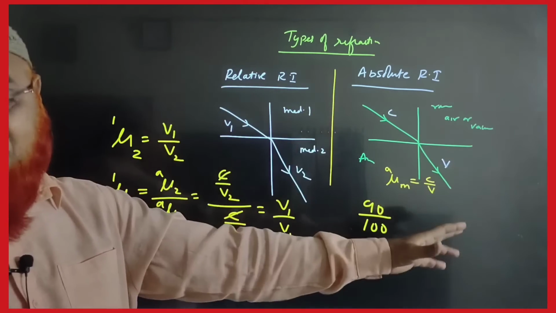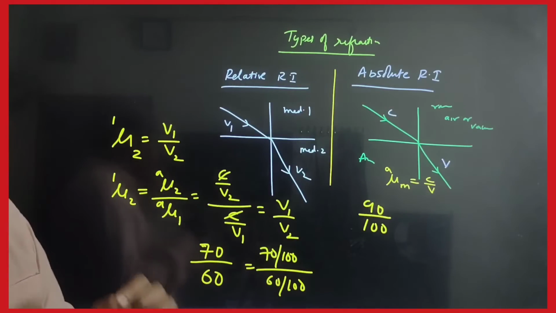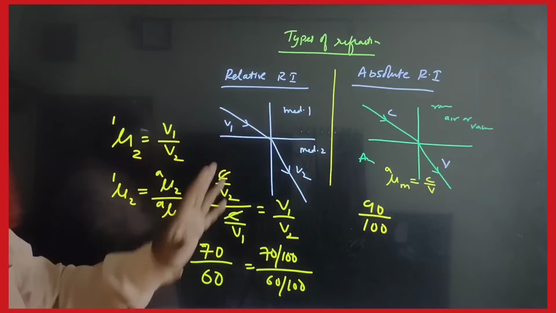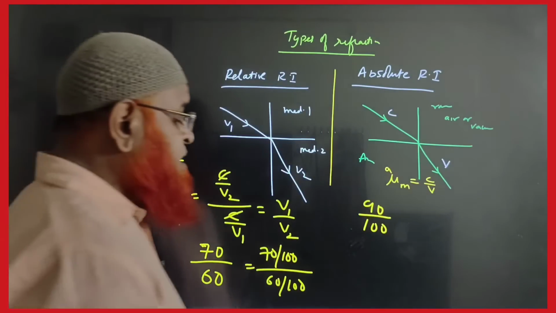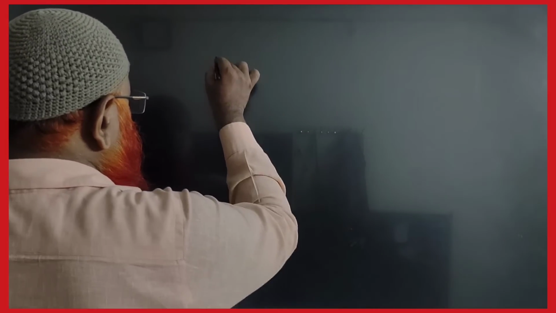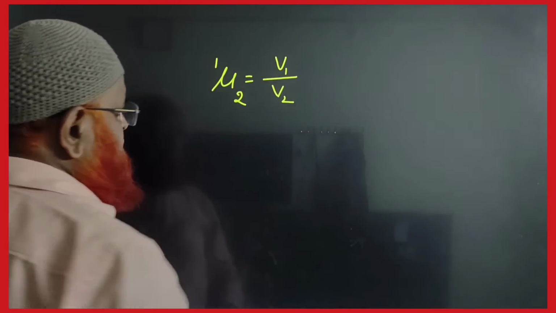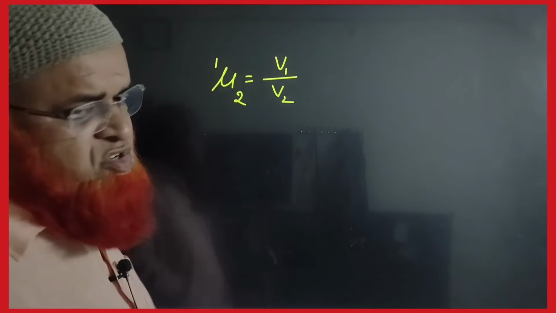Velocity of light is maximum in air or vacuum, and it is less in some other medium. Hope you are understanding what I am saying. So that is the meaning of absolute and relative refractive index. Once you understand this, the total concept of refractive index is: refractive index of medium 2 with respect to medium 1 is nothing but velocity of light in medium 1 to the velocity of light in medium 2. This is the first formula.